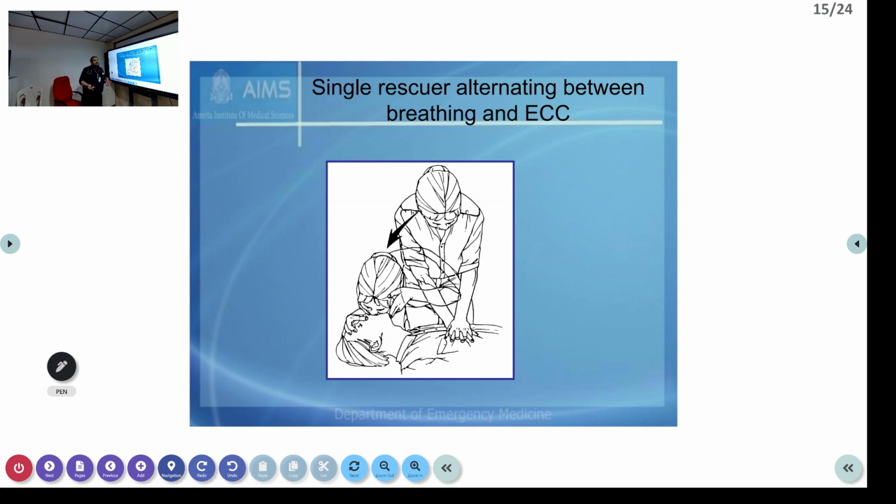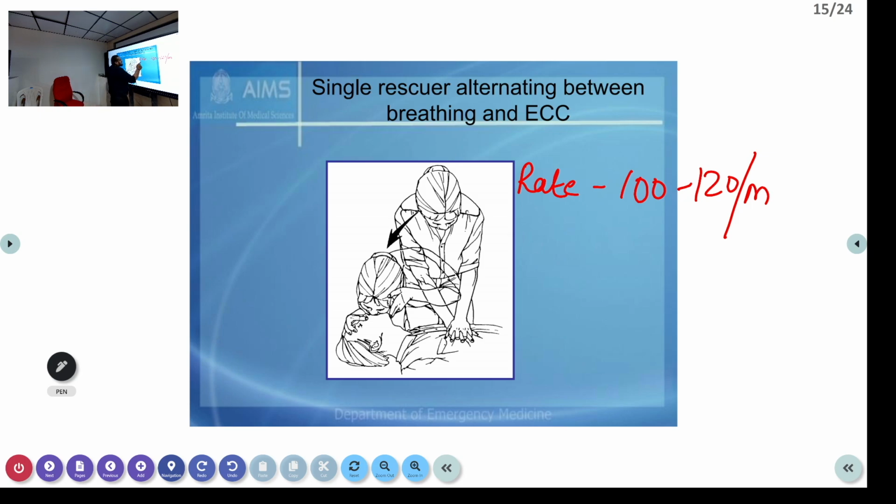Now we have to know what is high quality CPR. What do you mean by high quality CPR? So high quality CPR comprises of, first one, rate. Rate at which you need to give compression. What is the rate? It is 100 to 120 compressions in a minute. To be very clear, it should be 100 to 120 compressions in a minute. So that is the first quality of CPR.